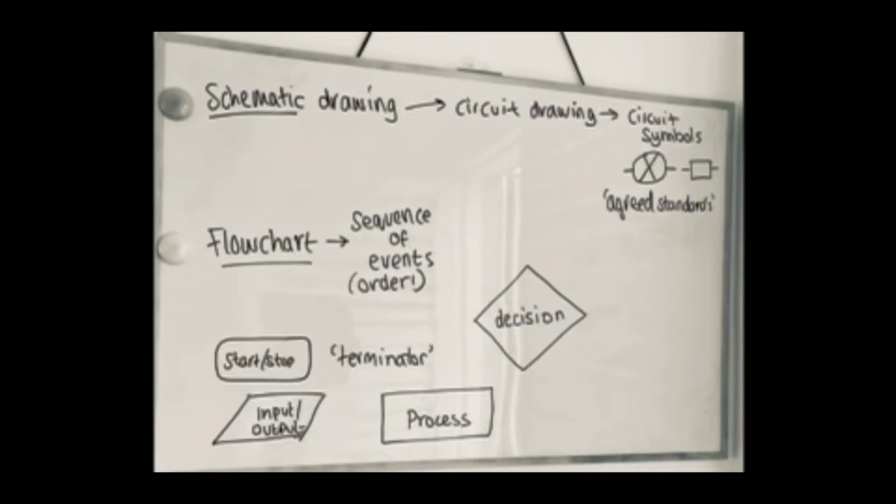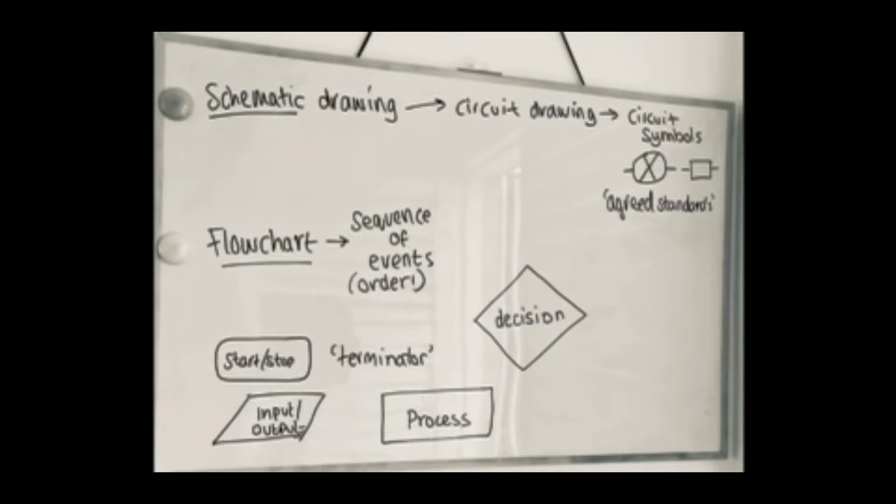Now, flowcharts show the sequence of events, and a key thing here is it shows the order of different processes. An example of where flowcharts could be used is a manufacturing process's different stages, or how quality control procedures are applied. You can see the different drawings of the flowchart components. You've got the terminator, which is the start or the stop, the input or output, the process, and the decision.